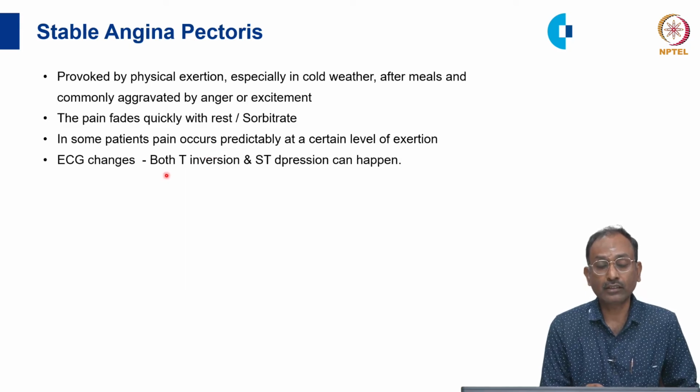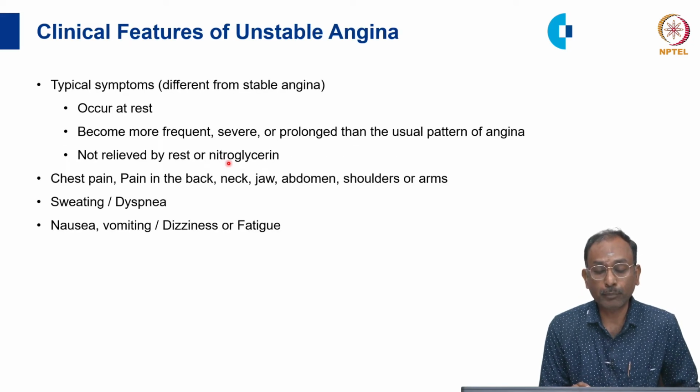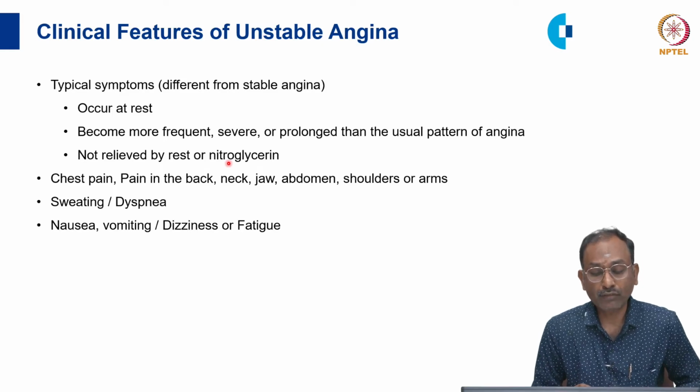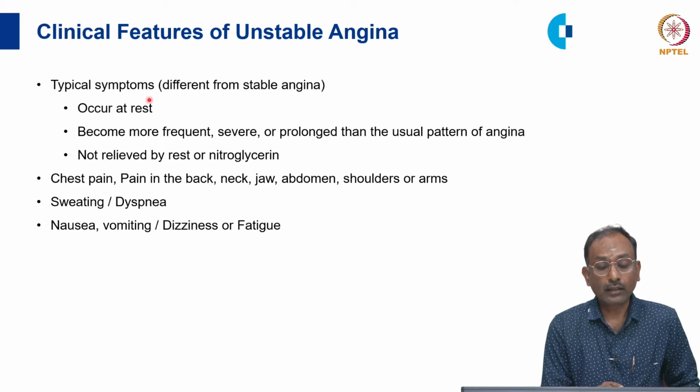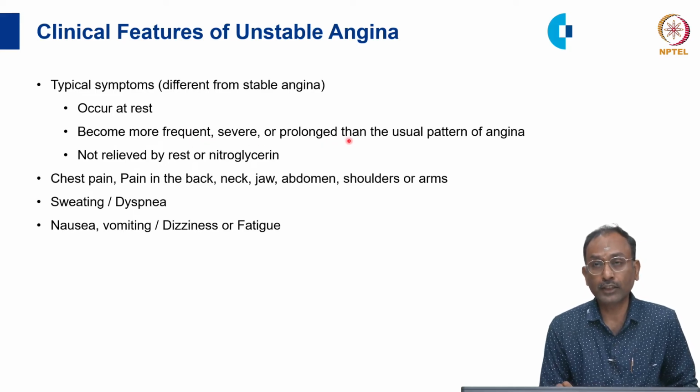What are the ECG features of chronic stable angina pectoris? Both T-inversion and ST depression can happen, but in most patients the ECG would be normal. But unstable angina is characterized by typical ECG features. What are the clinical features of unstable angina? The typical symptom, which is different from stable angina, is that the chest pain occurs at rest and becomes more frequent, severe or prolonged than the usual pattern of angina. It is not relieved completely by rest or nitroglycerin. It may be partially relieved by nitroglycerin.